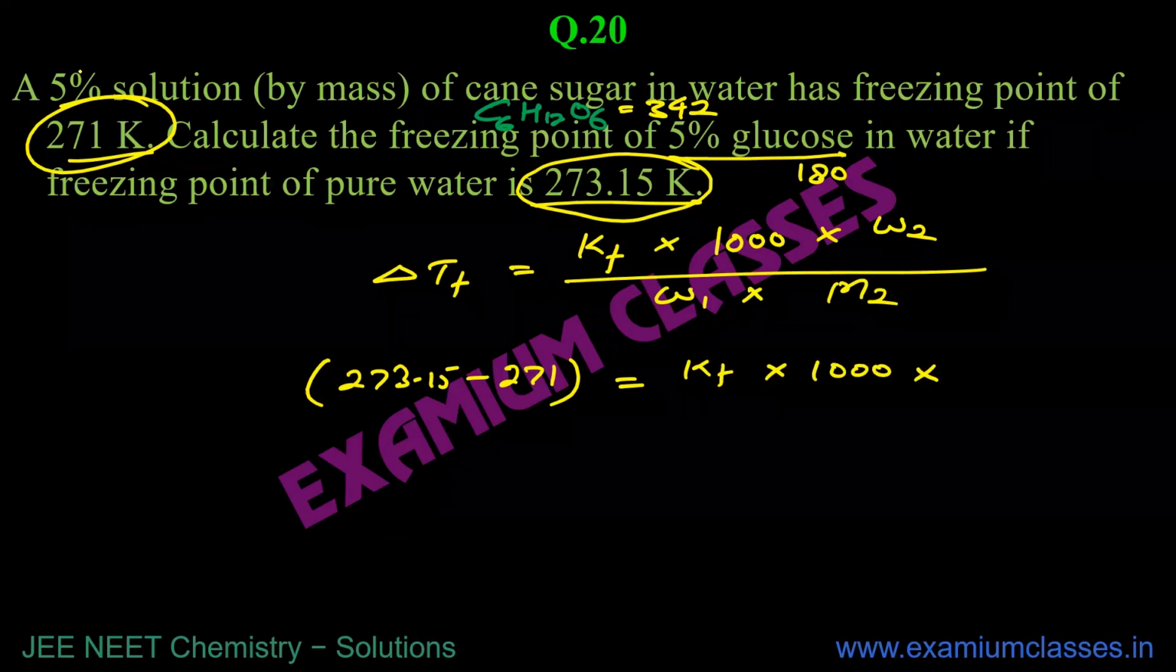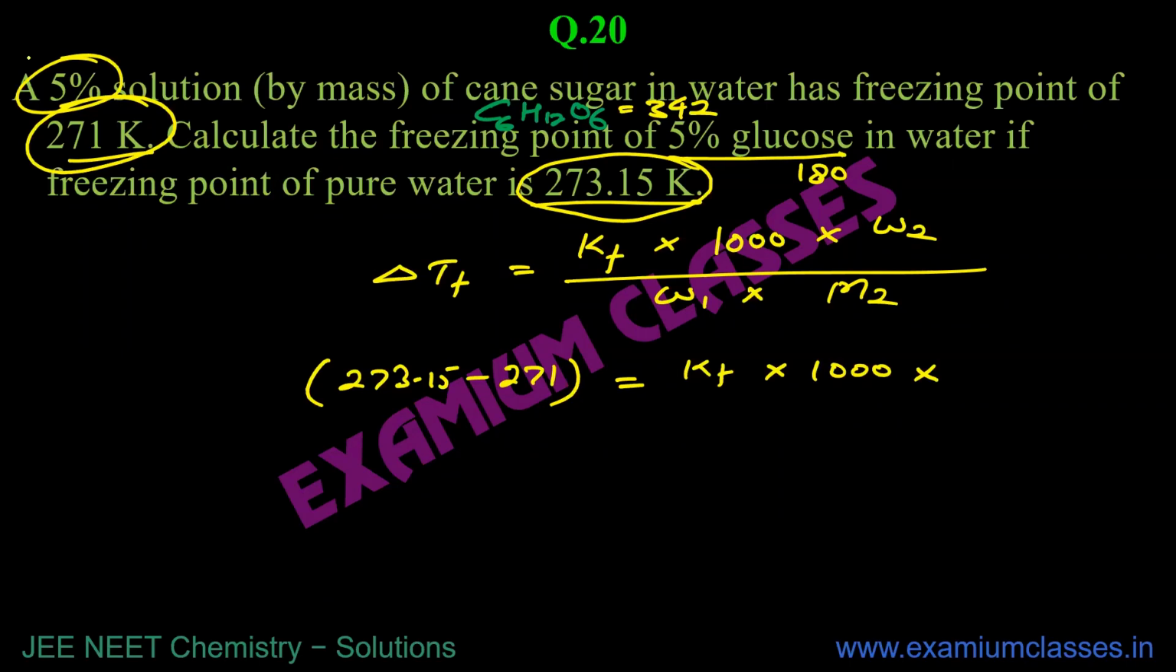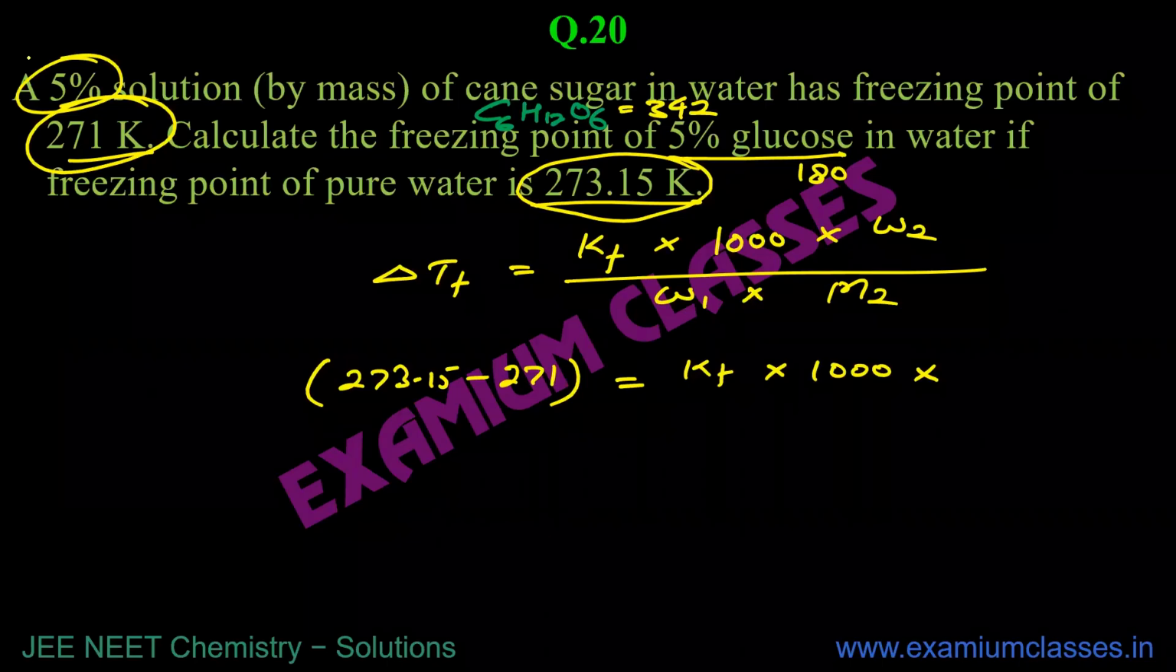Now what you will say, 5% solution of cane sugar, you will say it means it is 5 gram in 100 gram of solution, right? 5 gram in 100 gram of solution. If you say 5% solution by mass, that is the point.